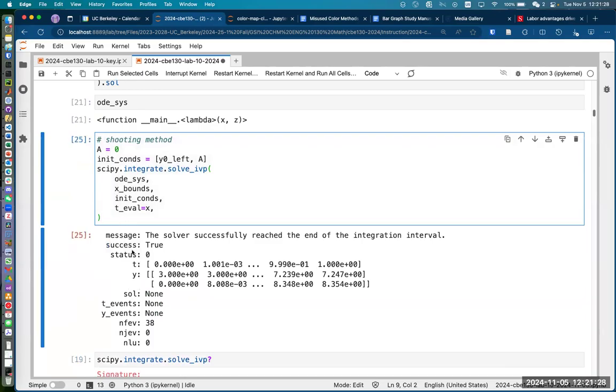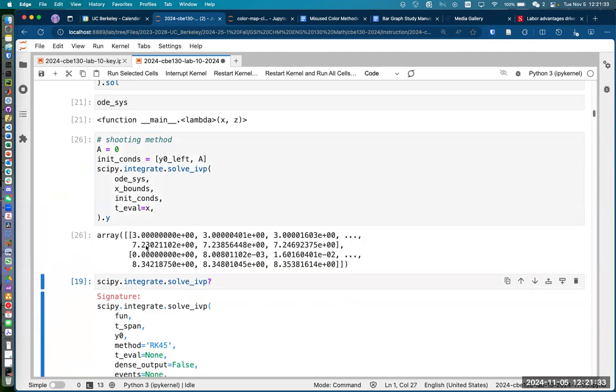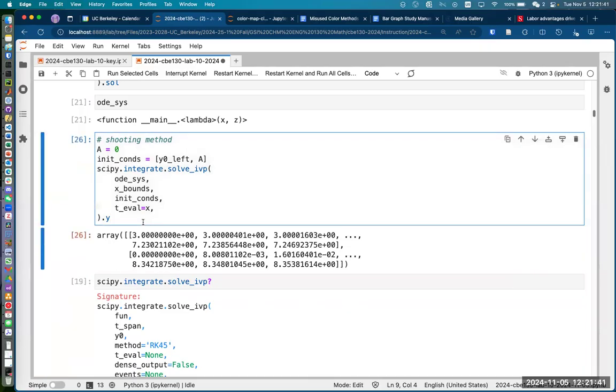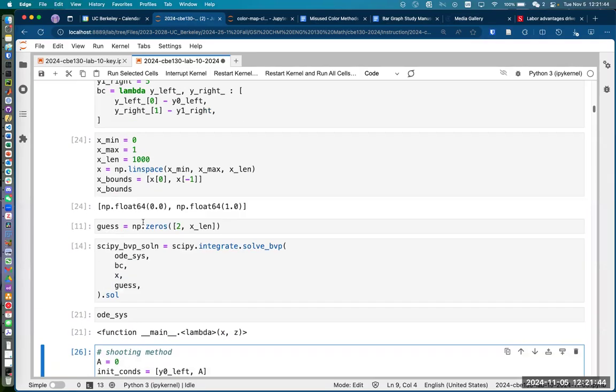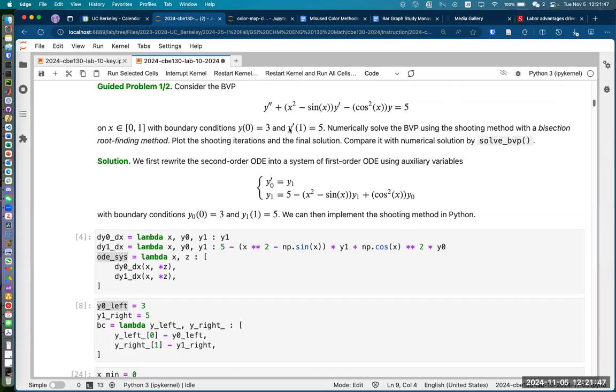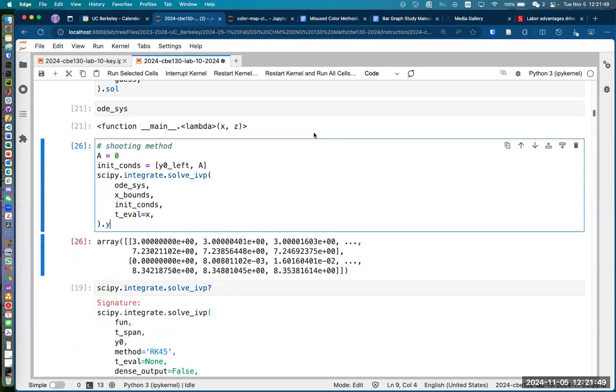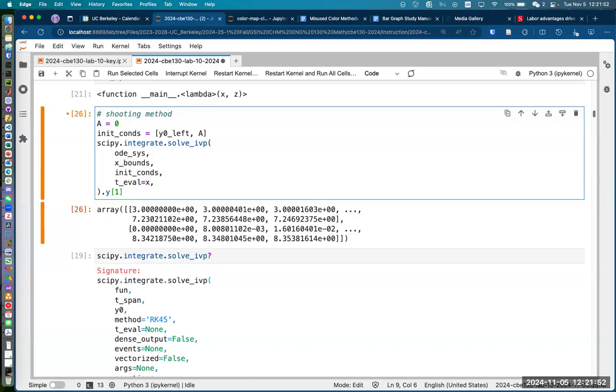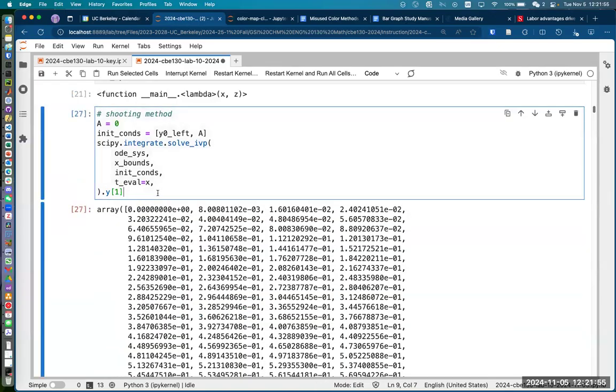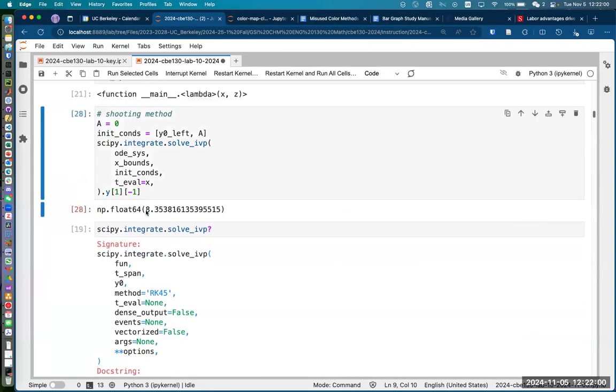And what we care about is the solution. So the solution will be y. It has 2 rows. The first row is the original function. Second row is the first derivative. We only care about, what do we care about on the right-hand side? On the right, we have the first derivative, and we want to match this. So we care about the first derivative, so index 1. So this is the first derivative. And we care about the last point, so -1, in order to get the right boundary condition. So this is our result. So y right.